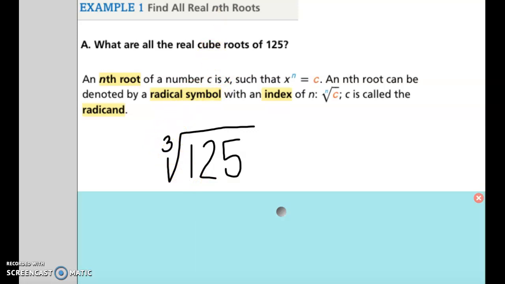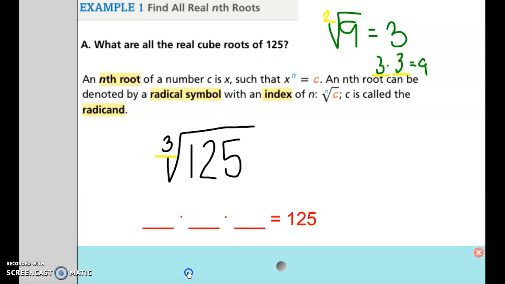Let's think about a side example here. If I told you to find the square root of 9, well, what is the square root of 9? You would tell me 3. How would I check this? You could say 3 times 3 equals 9, right? And why would I multiply 3 by itself 2 times, right? 3 times 3. I did it twice because it's a square root. So now I'm doing it 3 times because it's a cube root.